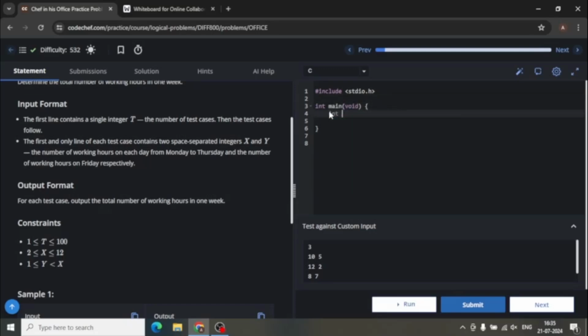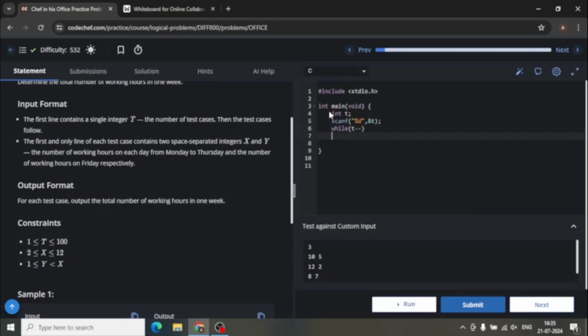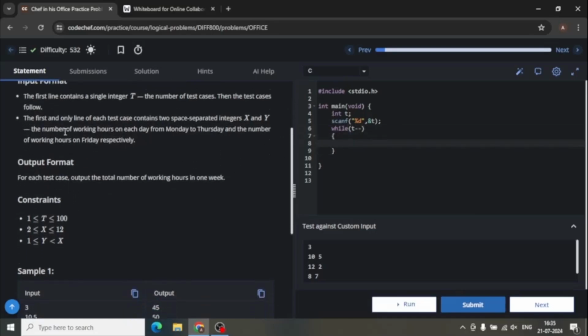Once again, T is number of test cases. X, that is number of working hours from Monday to Thursday, and Y, number of working hours on Friday, is given as input. Declare and scan X and Y.